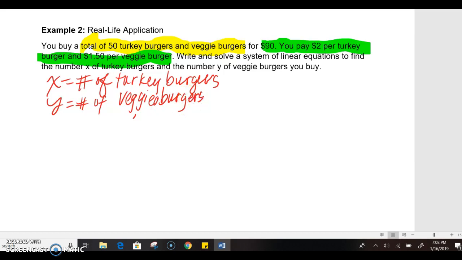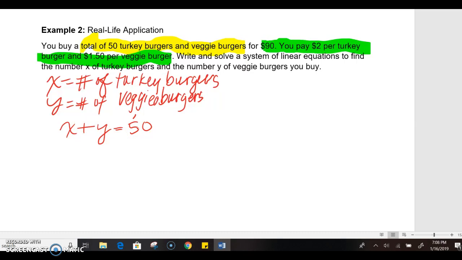Now, using the 2 pieces of information we found, that's what's going to help me set up my 2 equations. So the first sentence says I have a total of 50 turkey and veggie burgers. So my first equation would be x plus y equals 50. So that means I have some turkey and some veggie for a total of 50.